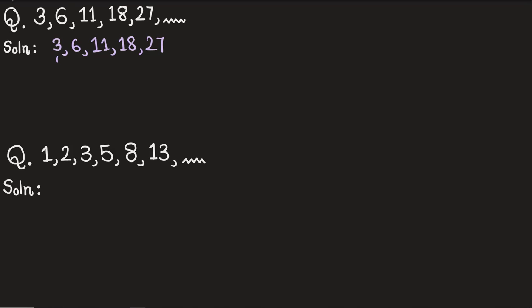So our first try is: what is the difference between 3 and 6? Clearly the difference is 3. Then what is the difference between 6 and 11? It is 5. Between 11 and 18? It is 7. Then the difference between 18 and 27 is 9. So do we see a relation here? Yes, we truly see a relation. Here the differences, 3, 5, 7 and 9, increase by a factor of 2.